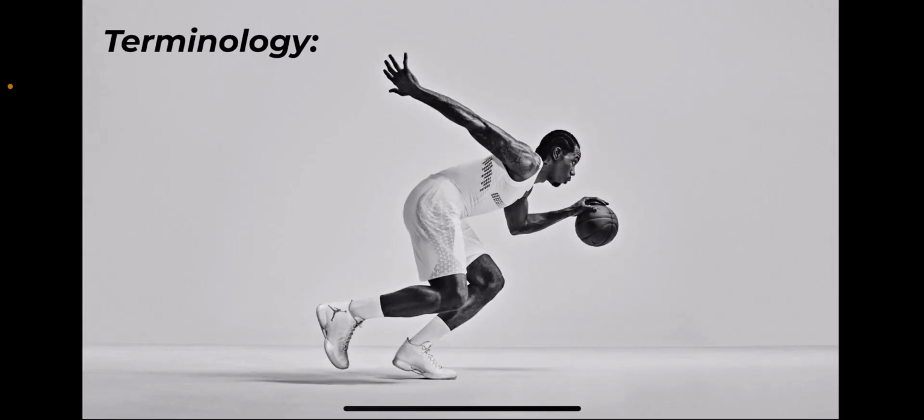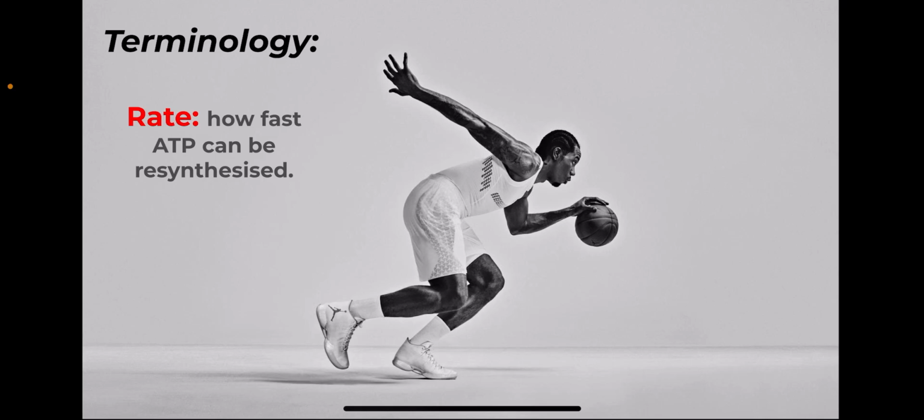We need to understand the key terminology, and the terminology depicts each of the characteristics for each energy system. These pieces of terminology are going to be very, very consistent across each energy system, so it's really important that you understand what they are first. The first and probably most important piece of terminology and the thing that distinguishes between each energy system is the rate. Now, we talk about the rate of ATP resynthesis.